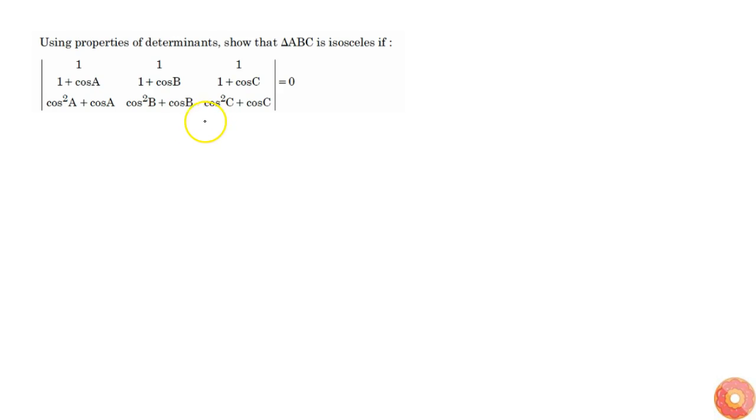In this question, we are asked to show that if this determinant is equal to 0, then triangle ABC is an isosceles triangle. So that means we have to show either angle A is equal to B, or B is equal to C, or A equal to C. In this question, let's try to see if we can show them or not.